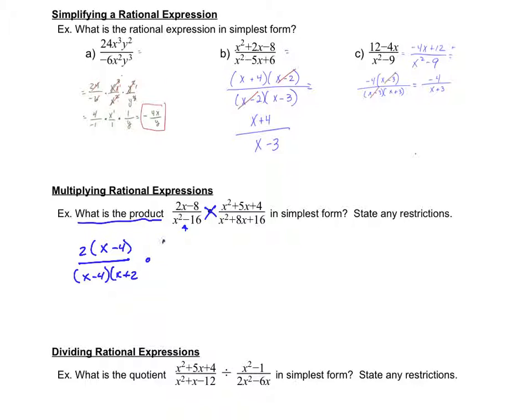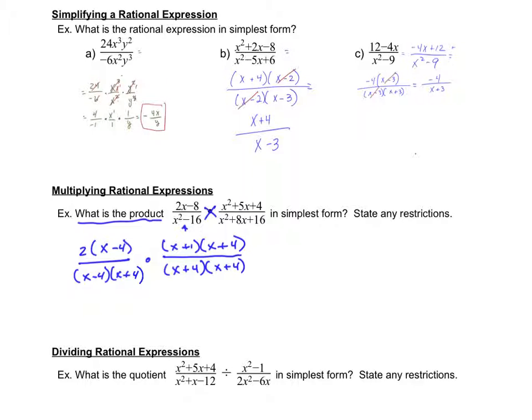Times, and factoring out the numerator of the other expression should be x plus 1 times x plus 4, those are going to be my factors. And then the denominator, we should recognize that as the difference of squares. So we have x plus 4 times x plus 4. Okay, I did this wrong, sorry. That should be x plus 4, x minus 4.